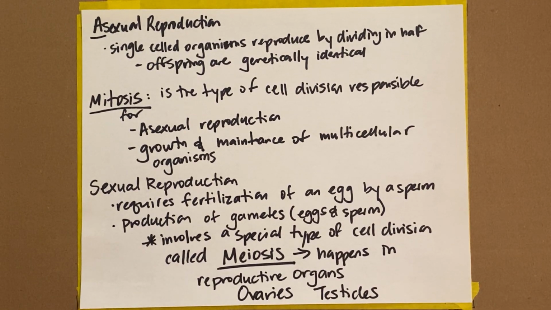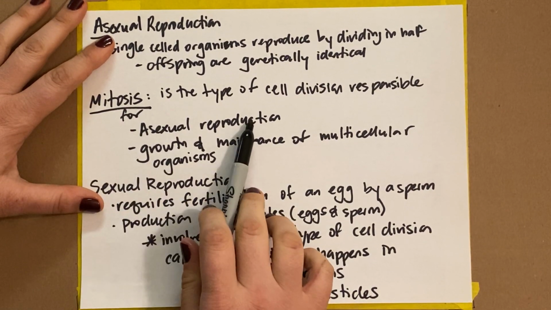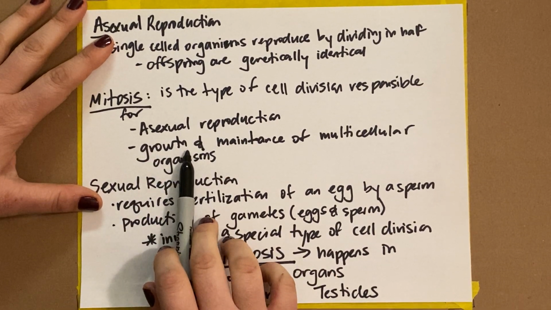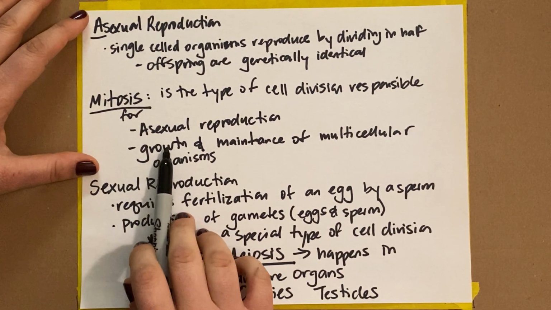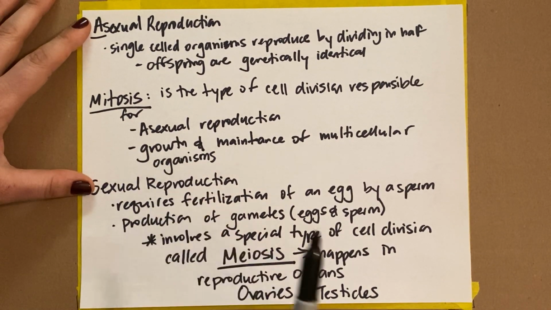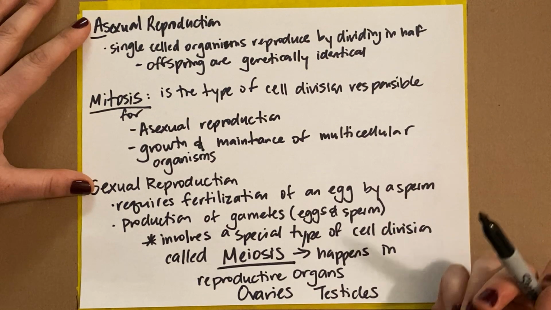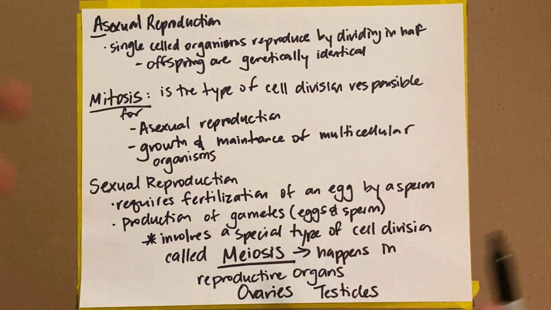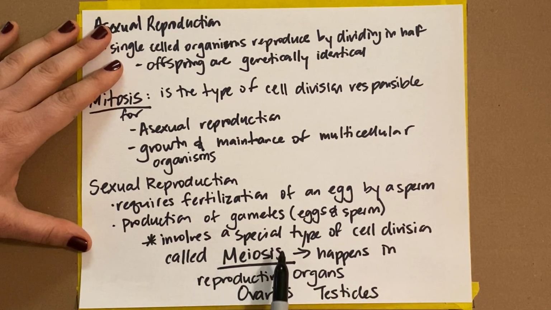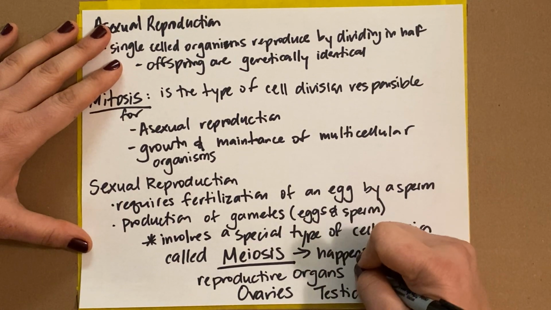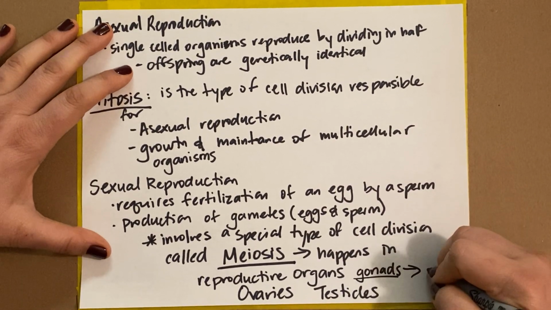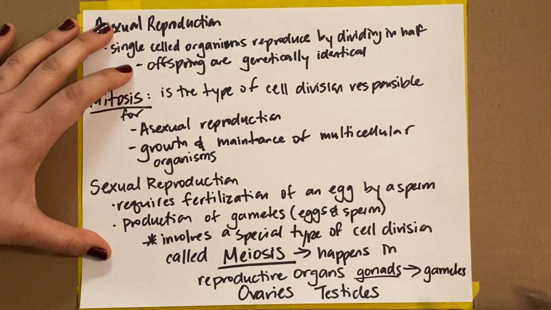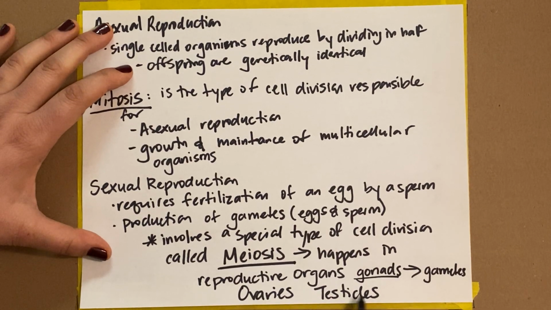All right, so just as a review, mitosis is for asexual reproduction, growth and maintenance. So we do mitosis all the time. When we need to make new skin cells, new liver cells, anything like that, it involves mitosis. Sexual reproduction is going to be a specialized type, for creating a new organism in a sexual way. This is called meiosis, and it happens only in the reproductive organs. Sometimes we call the reproductive organs gonads, and the gonads make gametes, which are the egg and the sperm. In humans, we have ovaries and we have the testicles.